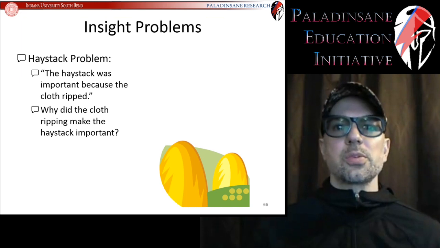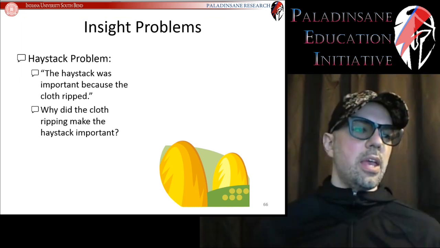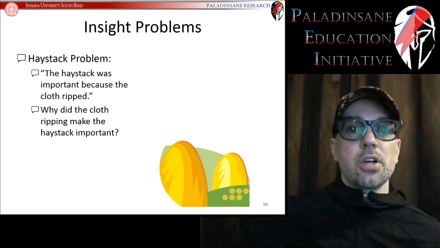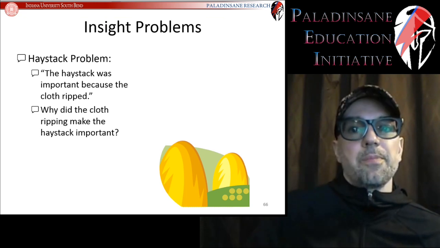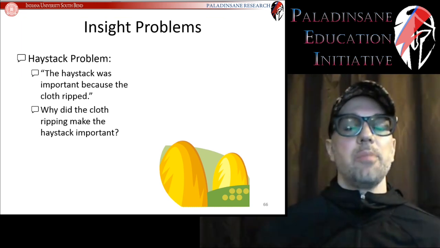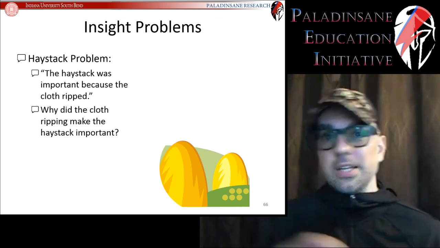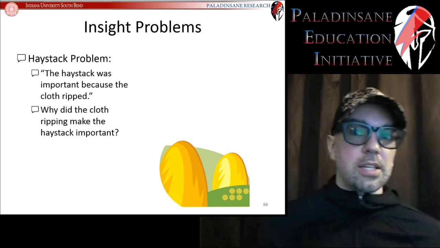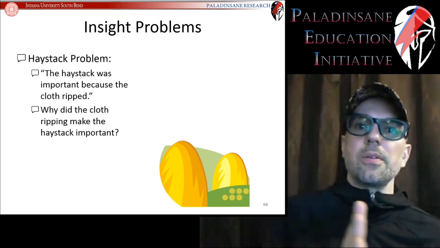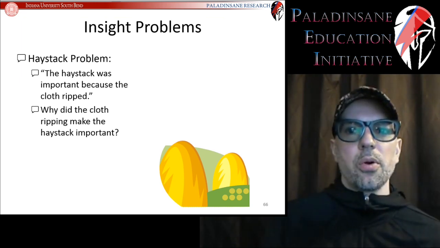So there could be numerous reasons why a cloth ripping could make a haystack important, right? Maybe the cloth was carrying hay to go feed the cows, and the cloth ripped, and all the hay fell out. So now the haystack became important because they had to get more hay. Maybe there was the proverbial needle in the haystack, so they needed a needle to sew up the cloth. So all of a sudden the haystack became very important. Maybe there are thousands of other possibilities in terms of why a cloth ripping could make that haystack important.